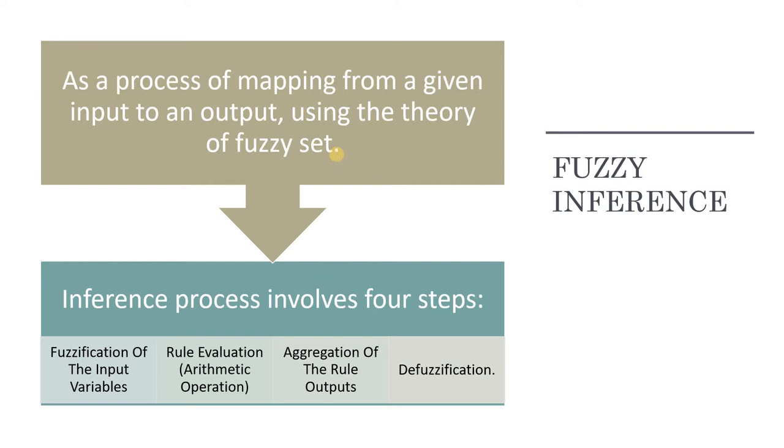Now we will go into detail on what fuzzy inference is. Fuzzy inference is a process of mapping from a given input to an output using the theory of fuzzy sets, and it involves 4 steps. One would be fuzzification of the input variable. The second one is the rule evaluation using arithmetic operation. Then we are going to have the aggregation of the rule output. And last but not least, we are going to do the defuzzification.